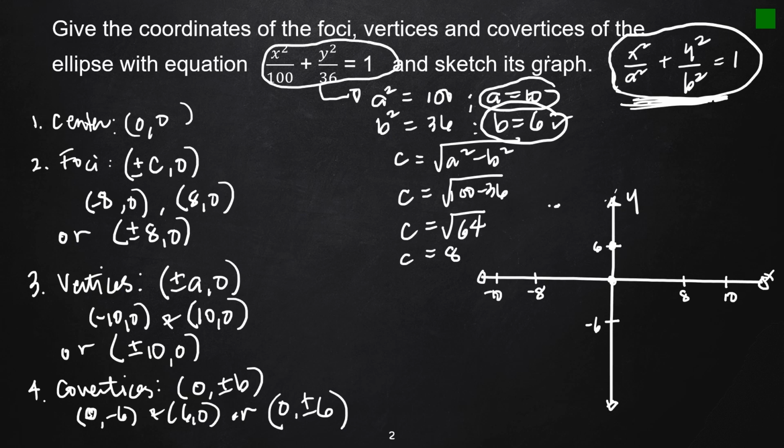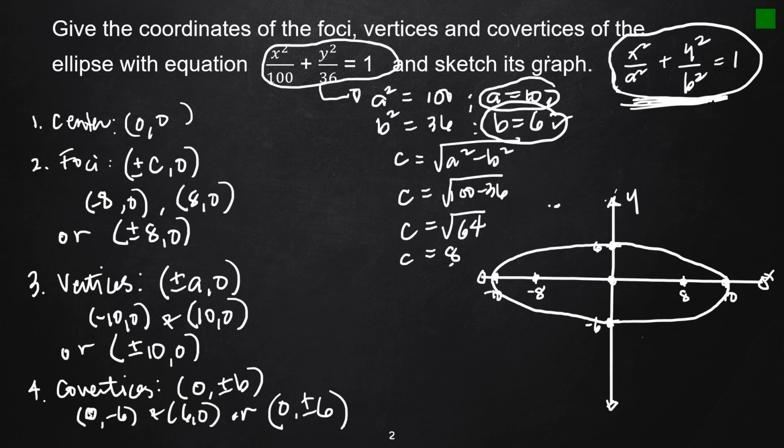This will be our covertices. 10 is already here, so these are our vertices. And the foci, the 8 is already here, so these are our foci. When we graph this, we connect the points with a smooth curve. Smooth curve going that way, and there you go, we have our ellipse.